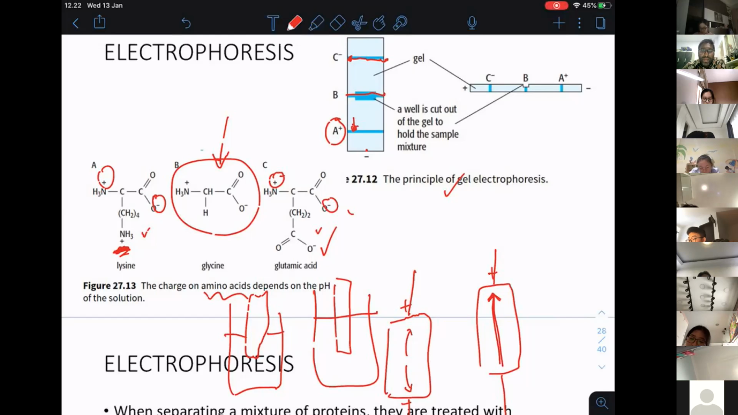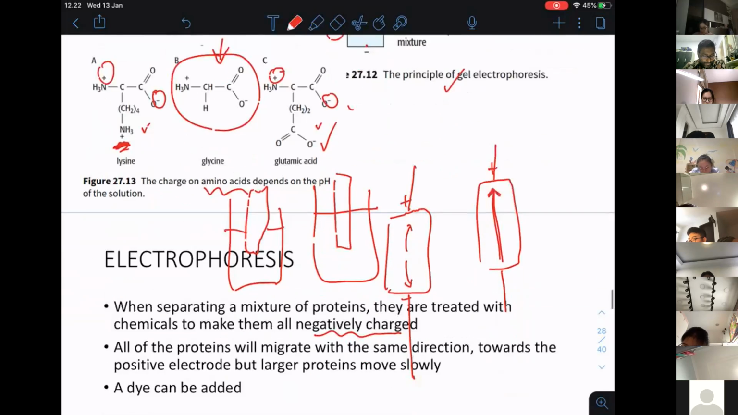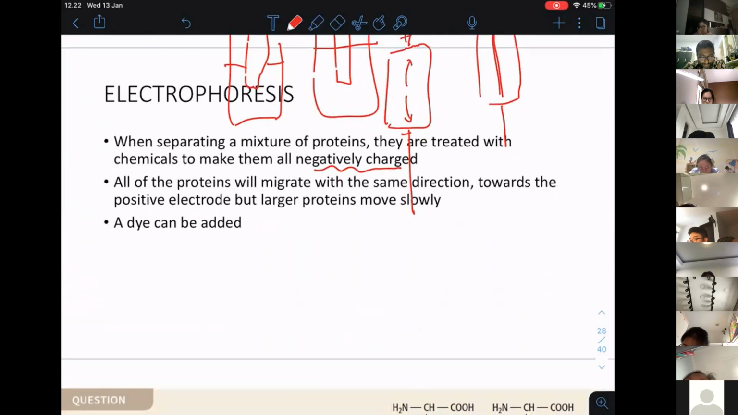Okay, so it depends on the principle of electrophoresis. Now all of the proteins will migrate in the same direction, because if you are using the chemical, they put it into all negatively charged, moving towards the positive electrode. But the larger protein moves slowly. So bigger protein moves slowly.